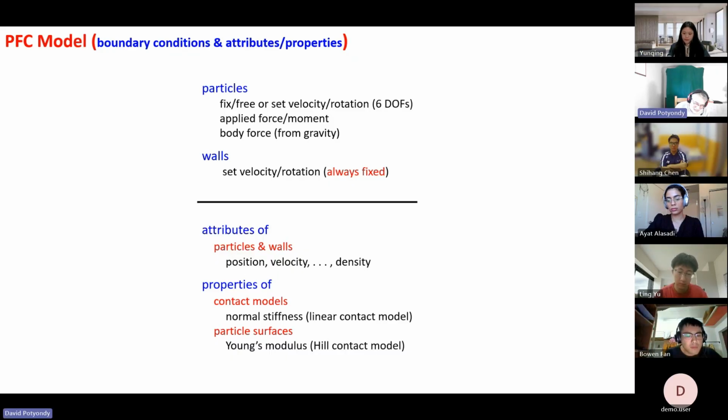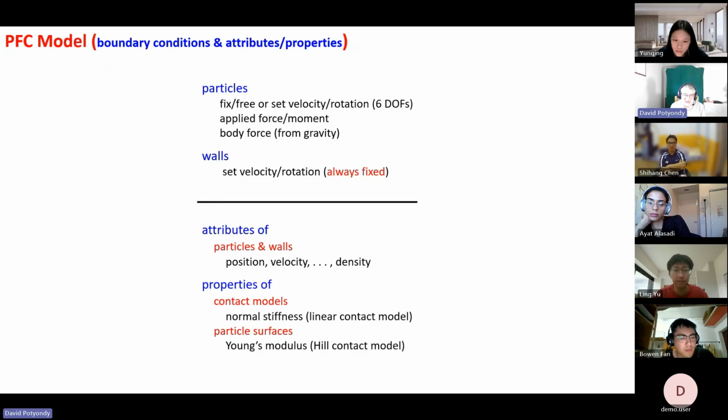When it comes to contact models, we call them a different thing. We call them properties. And so for this linear contact model, remember we had Kn, Ks, and friction coefficient. So we call those things properties. It's a subtle difference, but we're going to use these two different terms in the world of PFC.